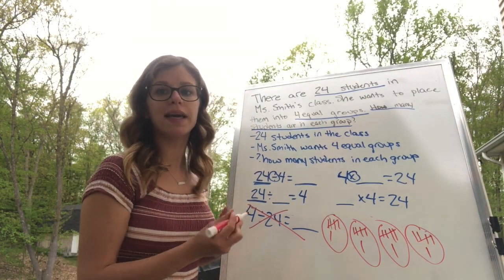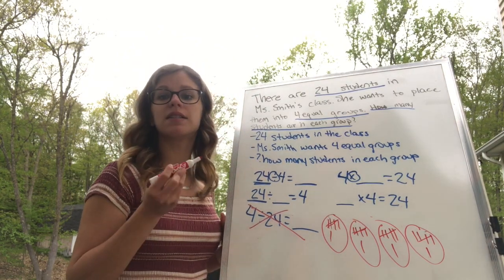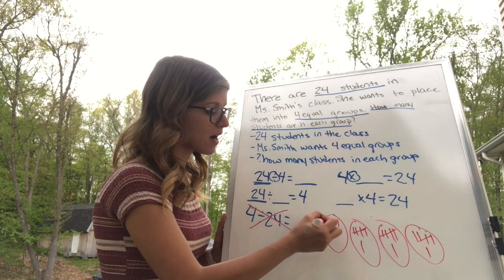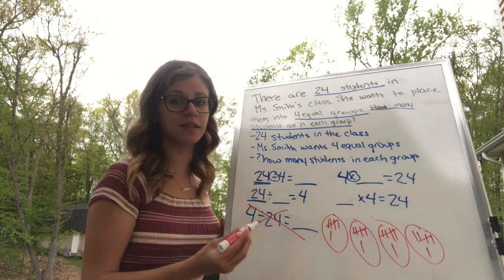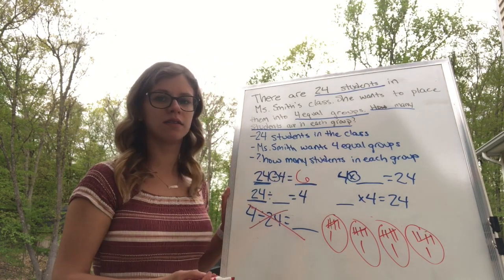Notice what I did is I counted 5 and then made a tally. That way it's really easy for me to see how many I have in each group. I see that I have 5 and 1, so 6 in each group. So 24 divided by 4 equals 6.